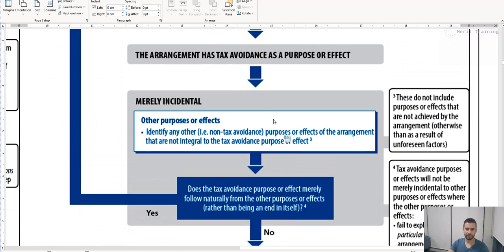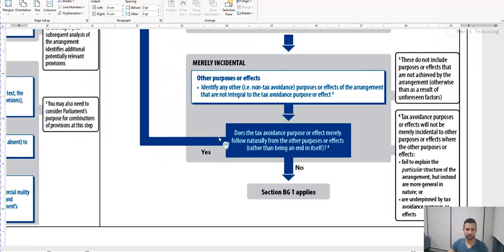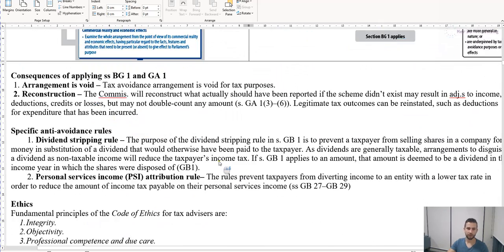And the next question is, is it merely incidental? So was there any other, i.e. non-tax avoidance purposes that we should be considering that might have detracted from this? If the answer is no, then section BG1 applies, and basically tax avoidance will be deemed to have occurred, and obviously the penalties associated with that, which we'll go through quite shortly.